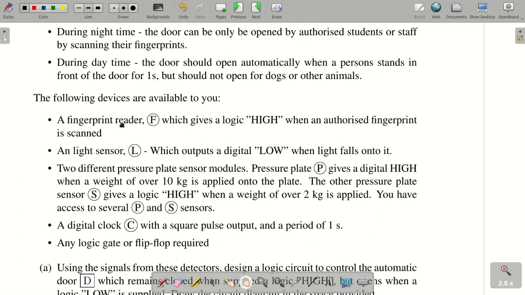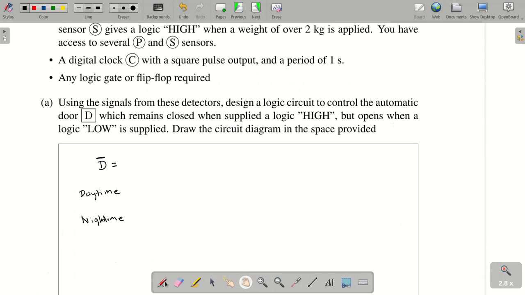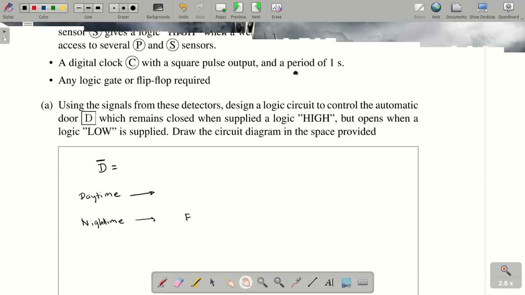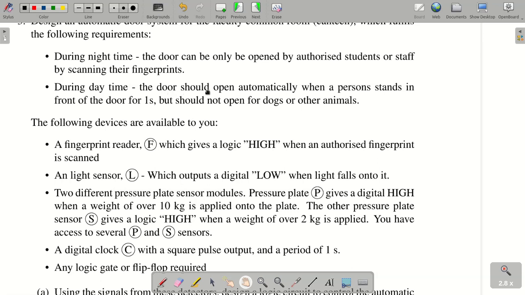Okay, what does that mean? The fingerprint reader gives a logic high when an authorized fingerprint is scanned. So that means during night time it should only open when F is high. So the Boolean expression is when F is high, we want the door to open. Okay, fair enough, that's easy enough. And you don't need to worry about pressure plates or anything else. As long as the fingerprint is read, then that's fine. During the daytime, what do we need? The door should open automatically when a person stands in front of the door for 1 second, but should not open for dogs or other animals.